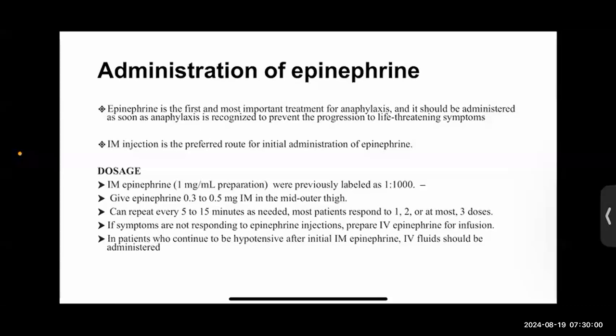For the IM injection, the IM epinephrine I want to use is the 1 in 1,000 dilution, which usually comes in a 1 milligram vial. I'll use a one mL syringe to take about 0.5 mL of epinephrine. If the patient is less than 50 kg, I want to give 0.3, but if the patient is more than 50 kg, I want to give 0.5 milligram IM. I'll give it in the mid-outer thigh.